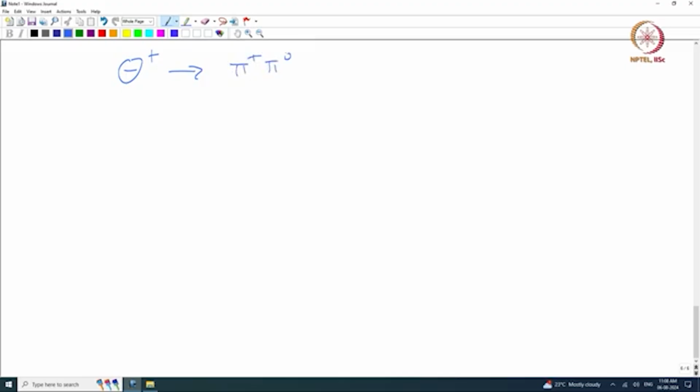exclusively to a charged pion and a neutral pion. What are pions? They are made up of what? U and D quarks basically. So the charged pion is made up of U D bar, this one is U bar D, and the neutral pion, if I write it as a quantum state, is actually a superposition of U U bar and D D bar.